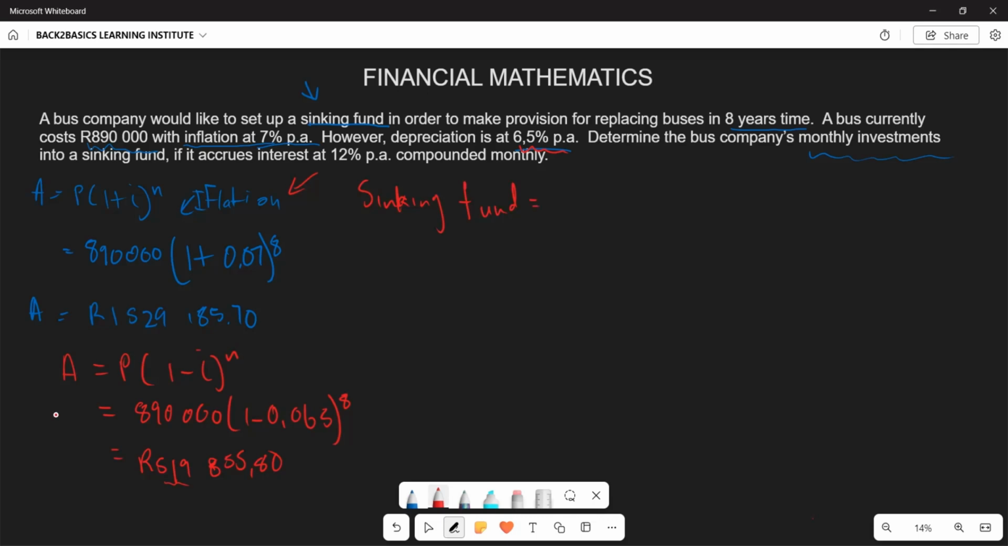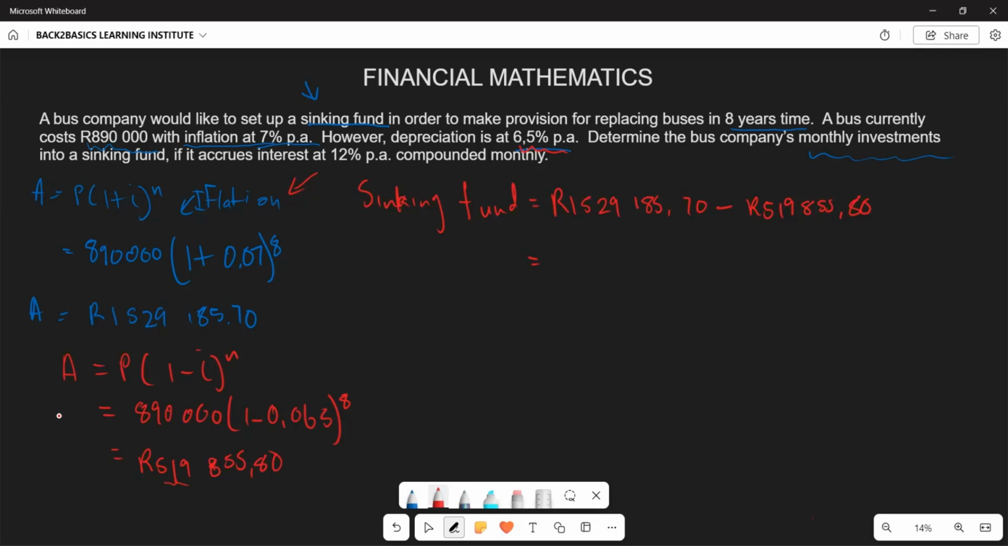This is going to be the same as now you take this inflation value, which is going to be 1,529,185.70. Then you subtract the depreciation value. And what was the depreciation value? It was 519,855.80.